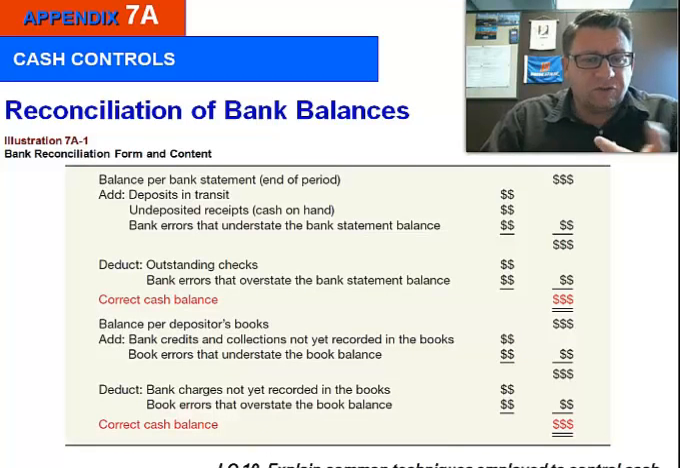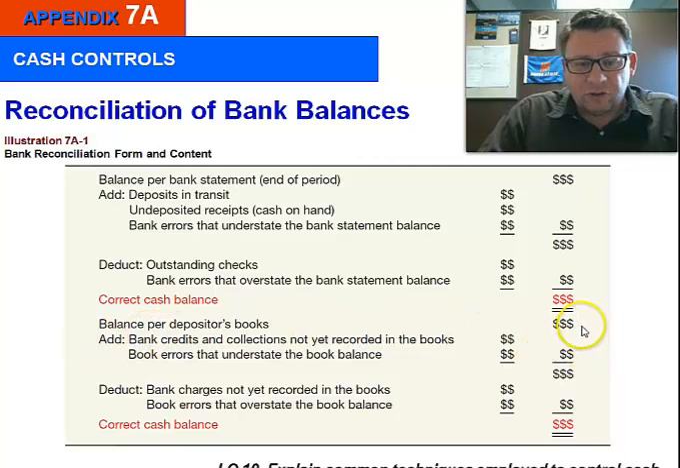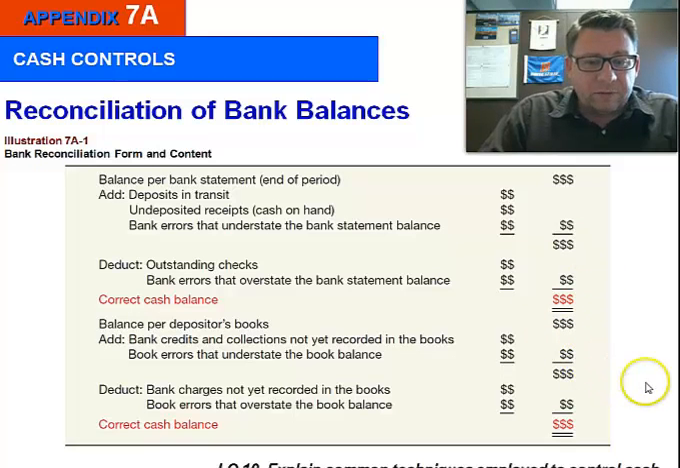This illustration is in your textbook, but it gives you kind of a format of the way we would do a bank reconciliation. Recall that we have two balances of our cash, two records of our cash. We have the balance of the bank statement, and we have our balance in our cash ledger, and that's really our unadjusted cash balance. And then, of course, the items that reconcile it.